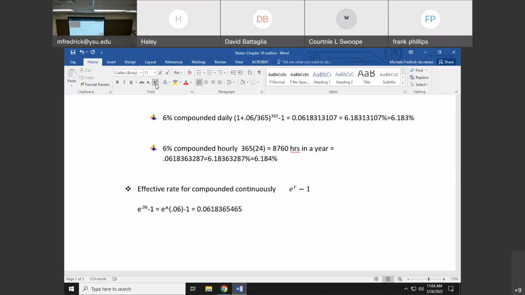So hourly's higher. No, it's a little bit higher, but rounding where we're rounding, 6.18 ends up the same. But looking at the decimal place, 616, we have a 5. And it says a 3. So it's a little bit faster.